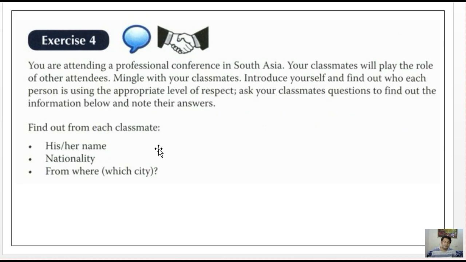Exercise 4. So you are attending a professional conference in South Asia. Your classmates will play the role of other attendees. Mingle with your classmates, introduce yourself, and find out who each person is, using the appropriate level of respect. Ask your classmates questions to find out the information below and note their answers. So you can do that.